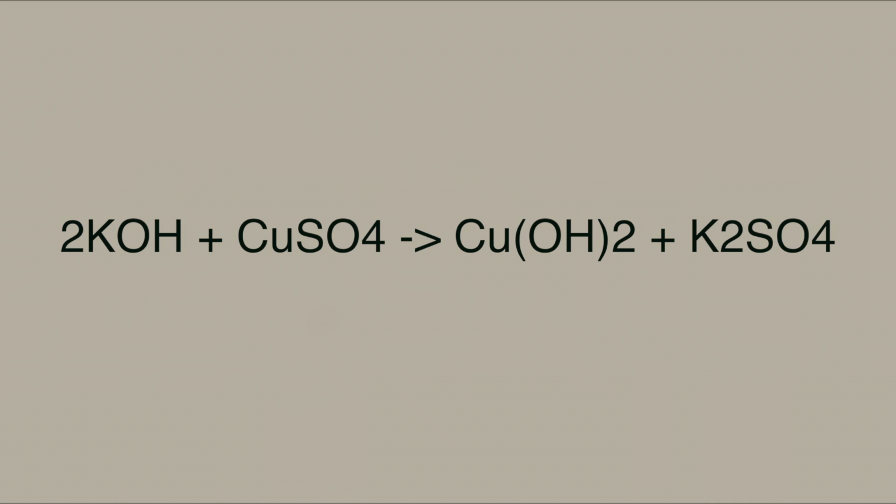The equation used for this experiment is 2 moles of potassium hydroxide reacting with 1 mole of copper sulfate, which will yield 1 mole of copper hydroxide and 1 mole of potassium sulfate.